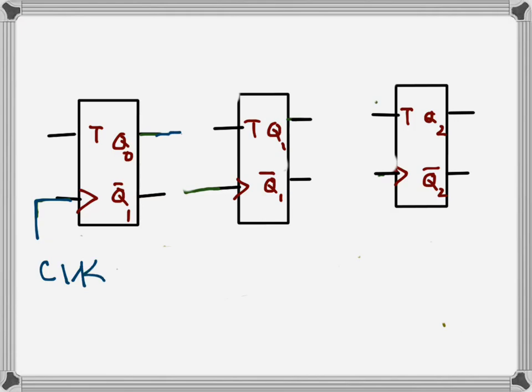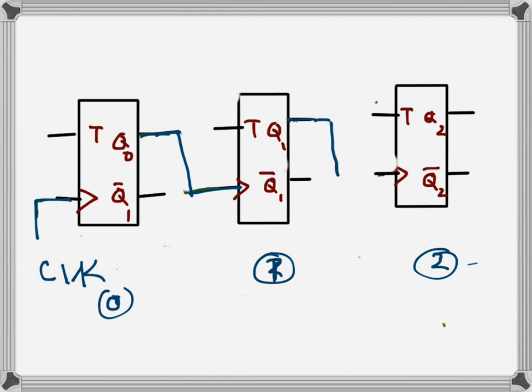So this output Q0 goes as the clock of the second flip-flop. If we call this flip-flop 0, this is flip-flop 1, and then flip-flop 2. And Q1 goes as the clock of flip-flop 2. So that's how the connection will be. And all of the flip-flops will be in toggle mode, so we have to give 1 at the T inputs.